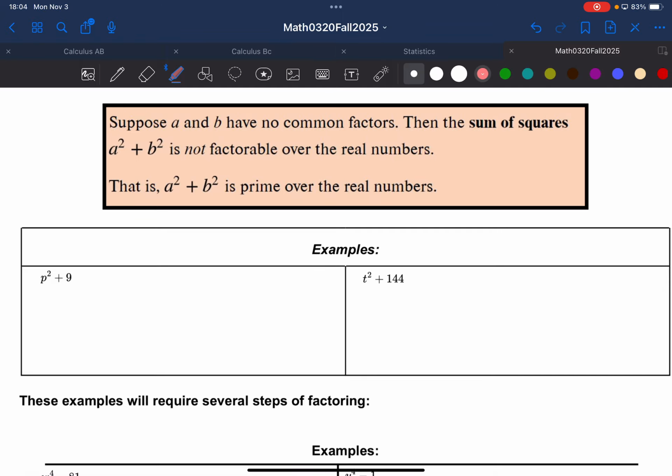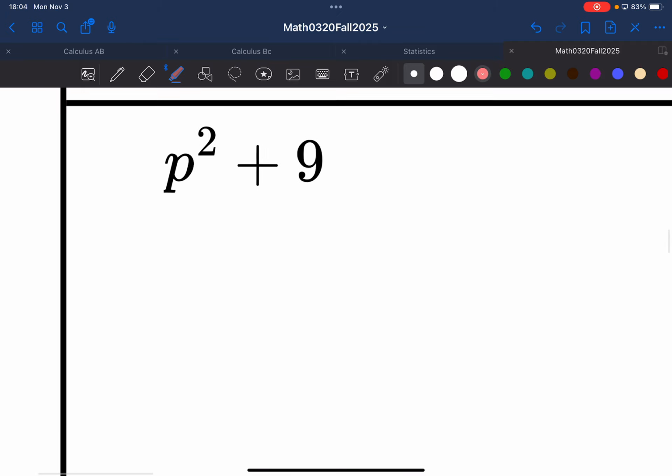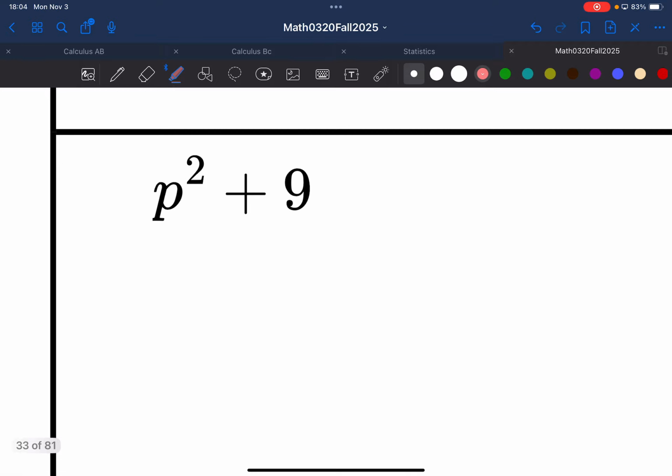Okay, now we're going to look at something a little different. So it says, suppose a and b have no common factors. Then the sum of squares, a squared plus b squared, is not factorable over the real numbers. That is, a squared plus b squared is prime. So the big thing here is, if you're looking at an example like this, what is different here than the previous ones? Plus. It has that plus.